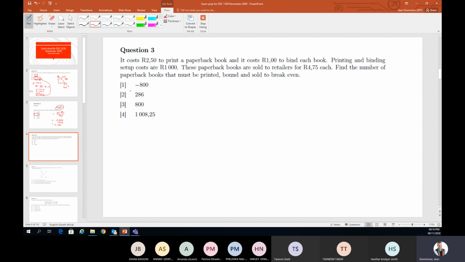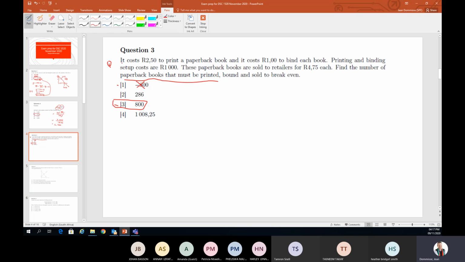First, what I'm looking at is always my answers, and then I'm like, okay, here's a minus 800, here's a plus 800. So I'm like between those two, and then find the number of paperback books that must be printed. So you need to get to Q. Then you know Q can't be negative. Okay, so I would have said option 3 is my answer. But let's put it in a formula.